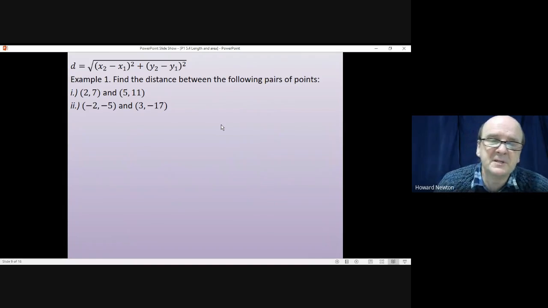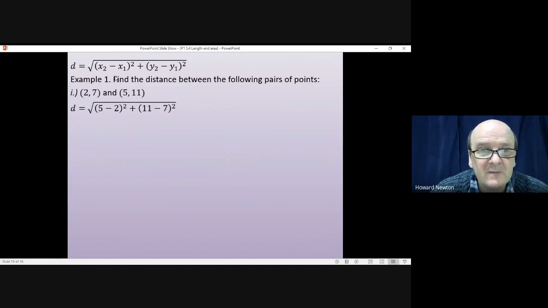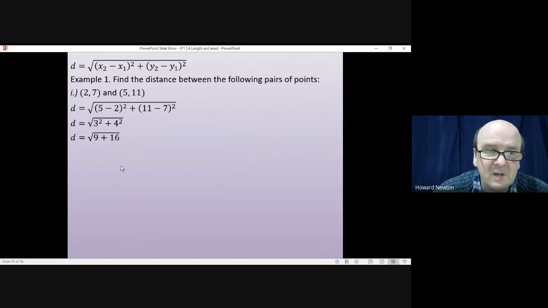Okay, let's have a look at these. There are no tricks, no catches. You just put the numbers into the formula. So for question 1, x2 is 5, x1 is 2, y2 is 11, y1 is 7. If you pop all those in, that gives you the square root of 3 squared plus 4 squared, which is the square root of 9 plus 16, which is root 25, which is plus or minus 5.